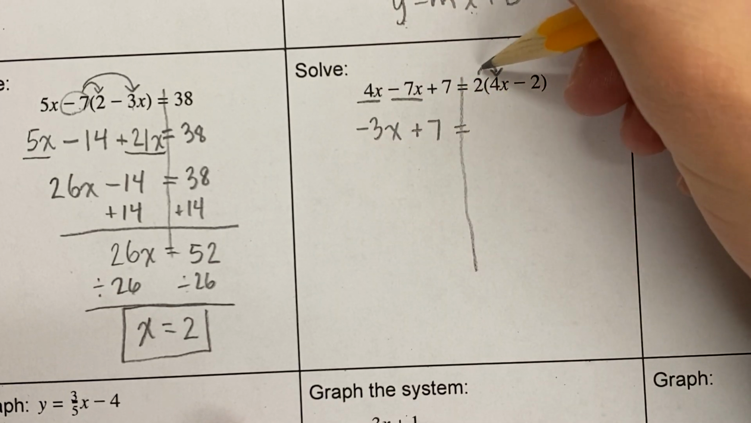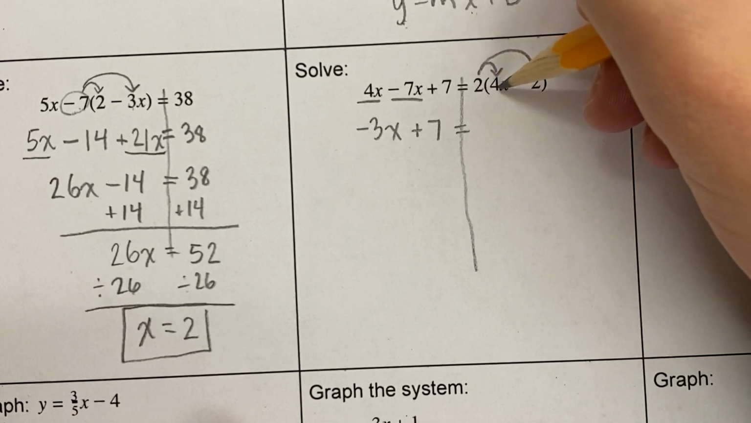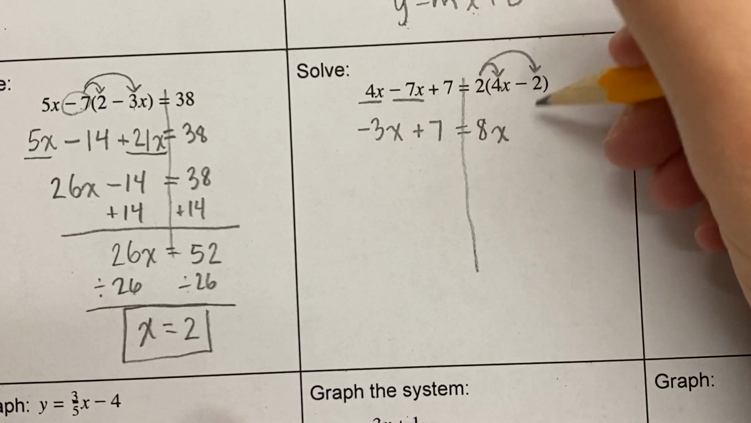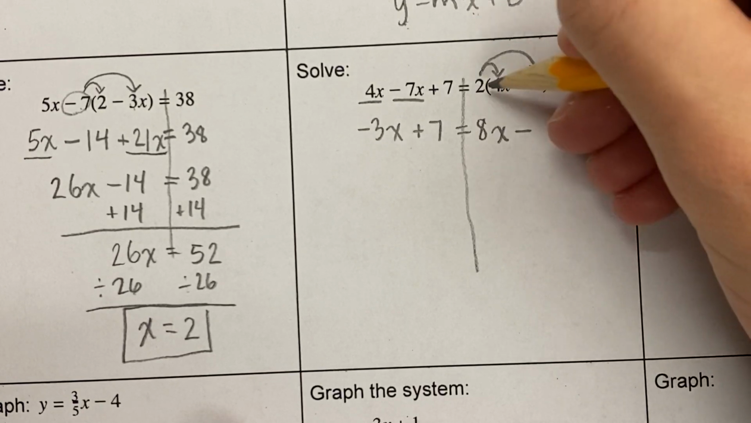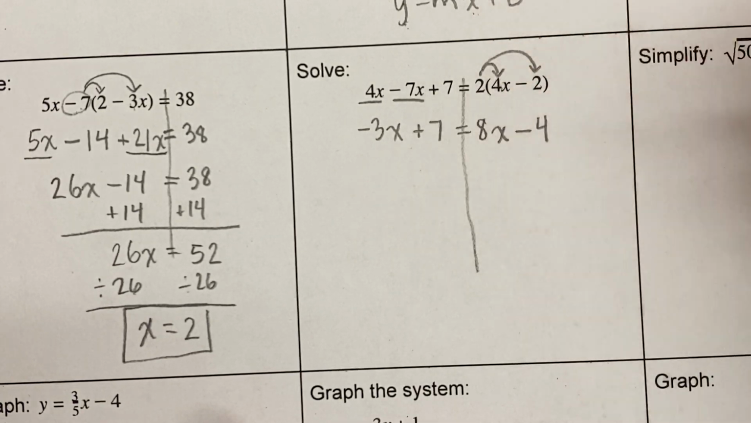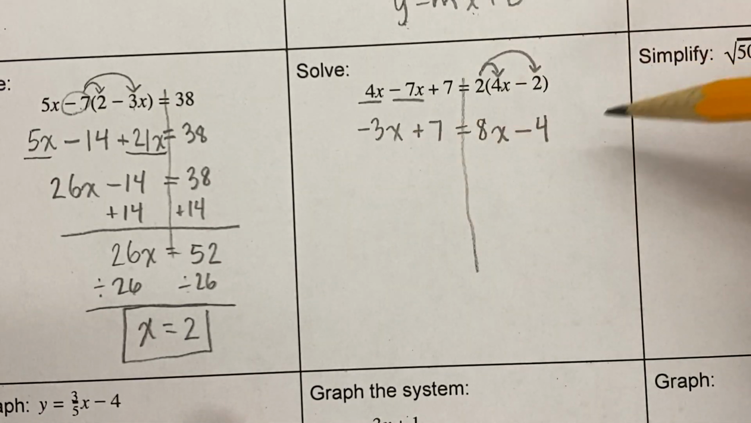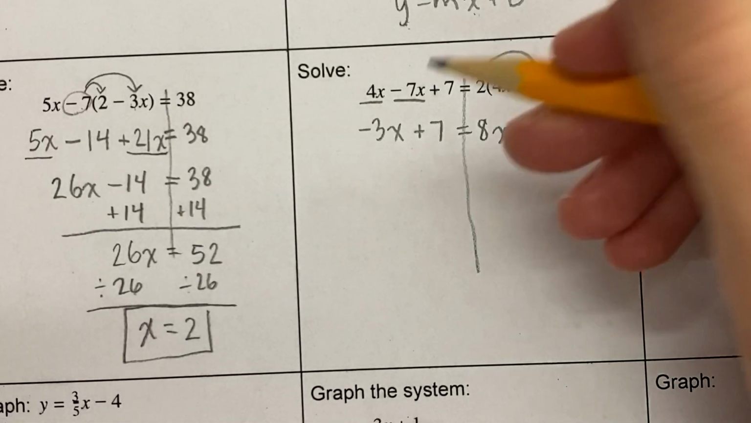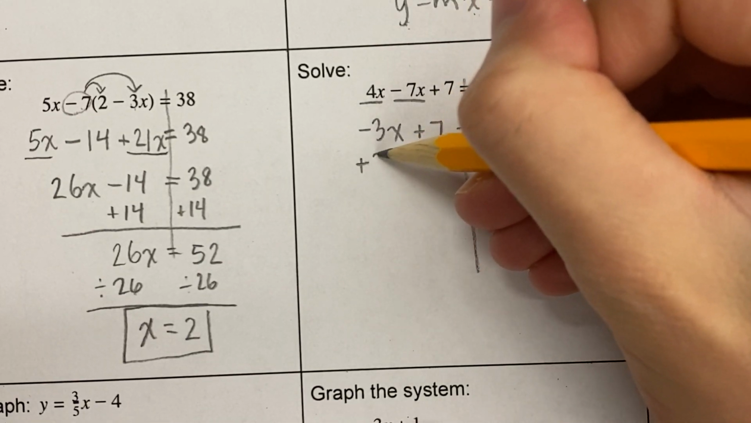This can be simplified using the distributive property. 2 times 4 is 8, and 2 times 4x is 8x. 2 times negative 2, positive times negative is negative, and then 2 times 2 is 4. Okay, now I have x's on both sides. In order for me to get x by itself, I first need all the x's to one side. So I'm going to go ahead and add 3x to both sides.